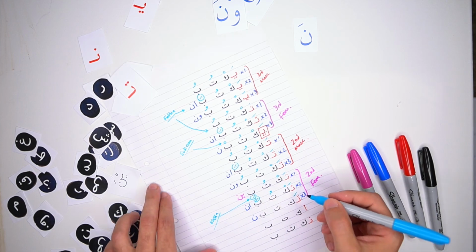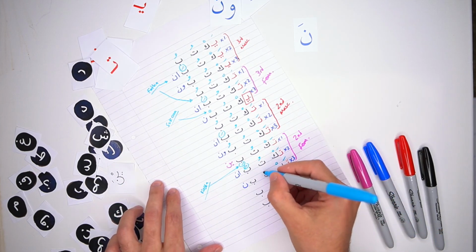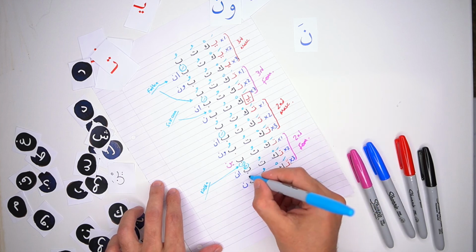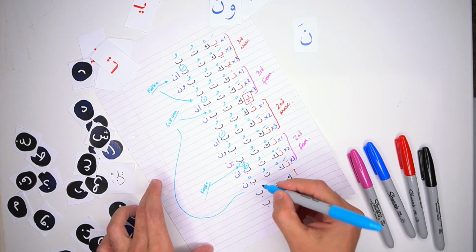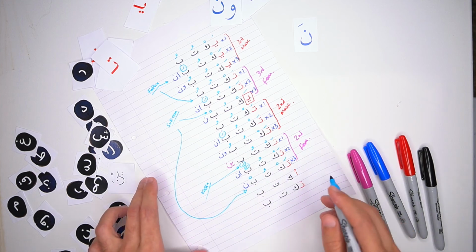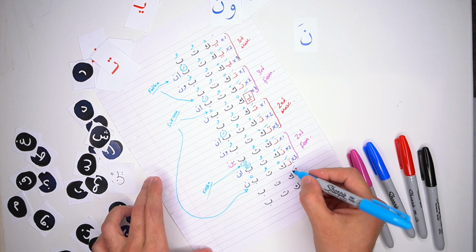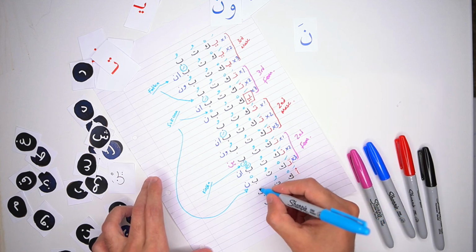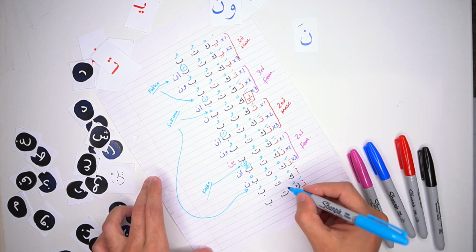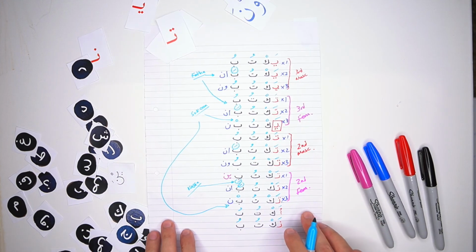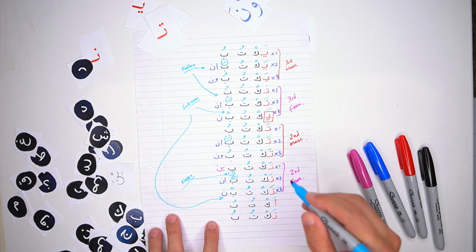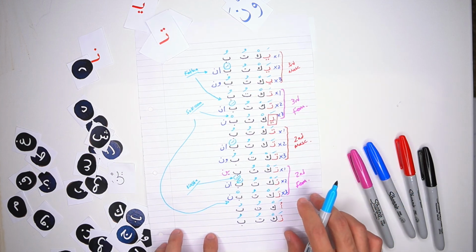This one is taktub, sukun. Yeah, remember? Taktubna. And this one is aktubu and naktubu. Alright, so this is basically the pattern that you're going to have. You're going to be using this kind of pattern. And we can do other ones as well.